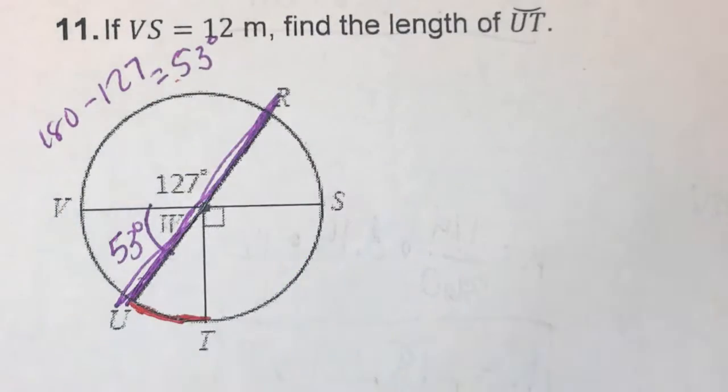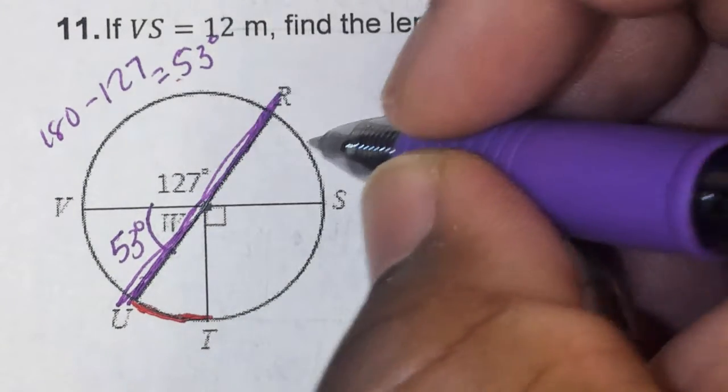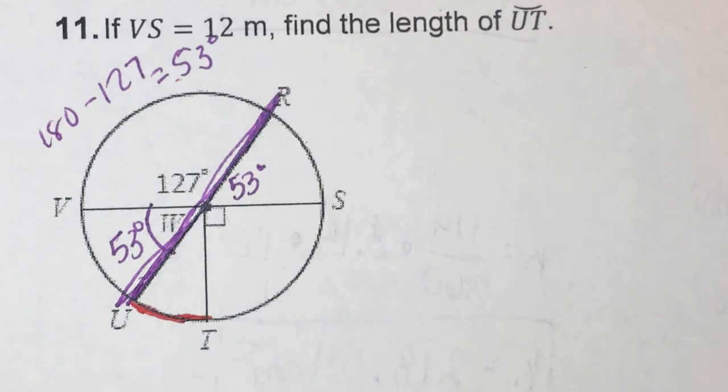So 180 minus 127. And I put 53 on the other side of W since it's vertical angles, even though you don't really need to. And then I did 180 minus 90 minus 53 to get the small angle on that side. Oh, I see.